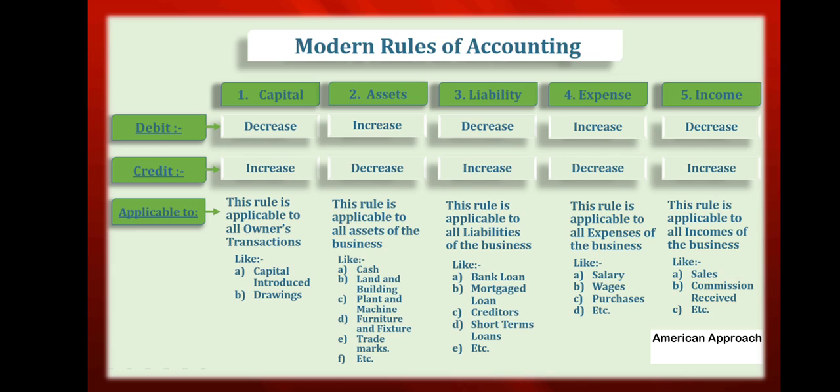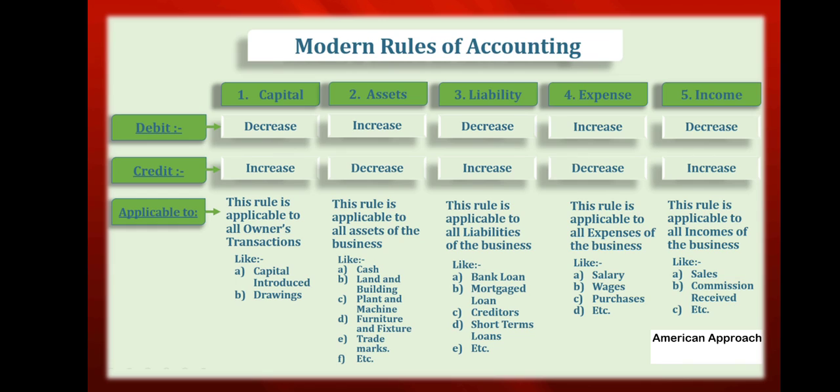Please remember children, traditional approach, three sets of account: personal account, real account, nominal account. Debit the receiver, credit the giver for personal account. Real account, what comes in debited, what goes out credited. Nominal account, debit all expenses and losses, credit all incomes and gains. This is to do with the traditional approach, otherwise known as English approach.